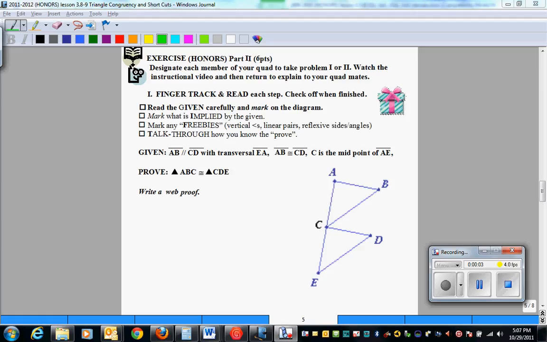We're going to be completing problem number 1 together. Problem number 1. Let's focus in on the given first: given, implied, freebies, and talk through. Let's read the given and mark it on the diagram.